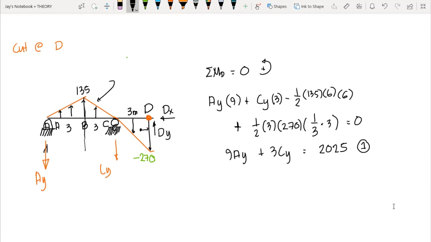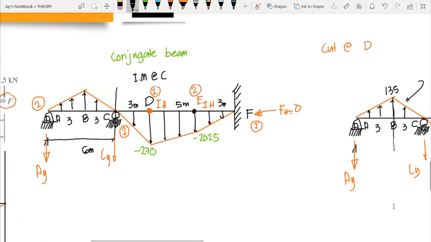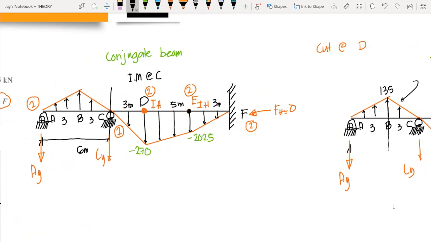Since again we have two variables, AY and CY, we need to add an additional equation so that we can perform a simultaneous equation. So where are we going to get the second equation? We just need to cut at point E, or the location of our internal hinge. So we cut at point E.